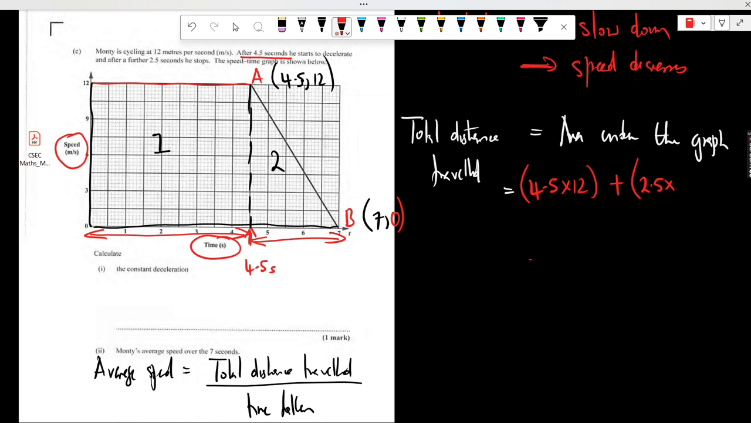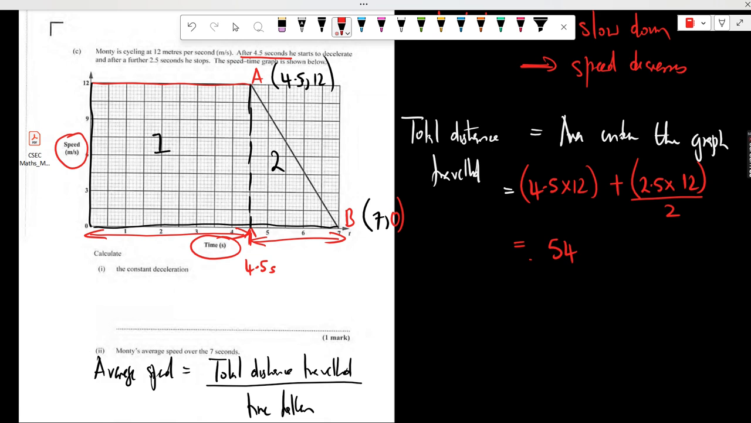The height is also 12, times 12, and this is over 2 because it's a triangle. So 4.5 times 12, that is what? 54. This, of course, will be meters, not meters squared. Many students are prone to writing meters squared whenever they're calculating area. No.